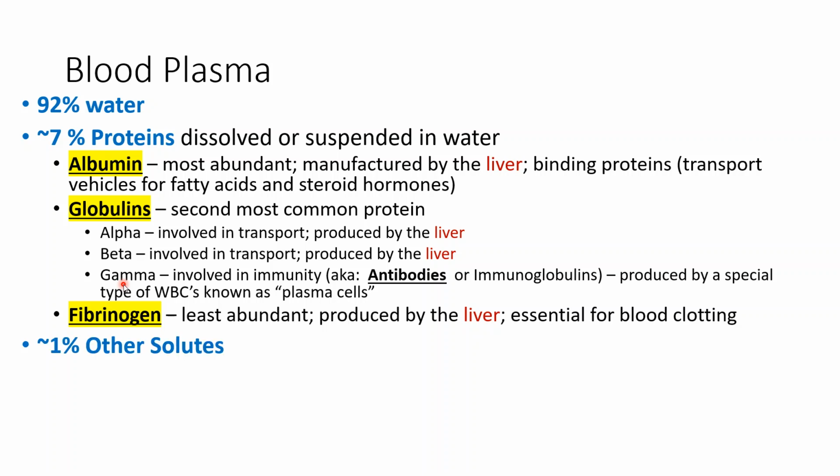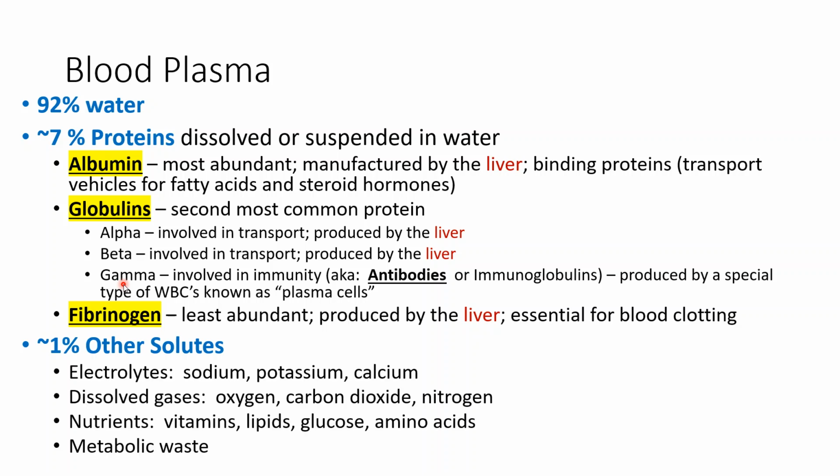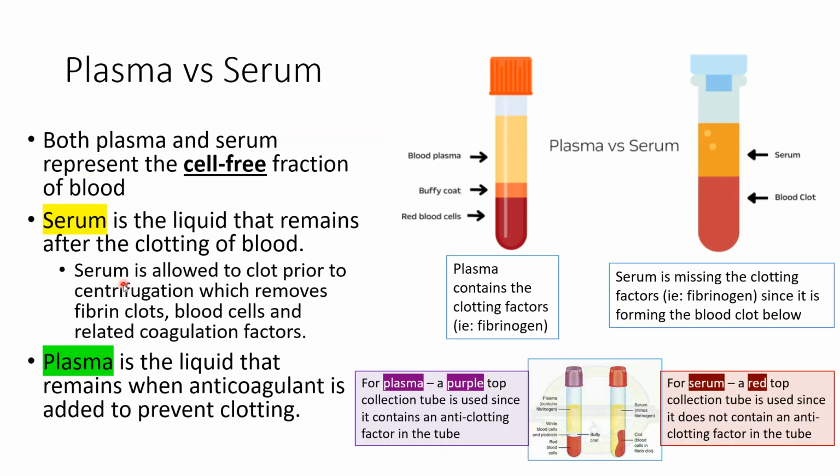Other solutes. Of course, there's other stuff present in blood plasma besides just water and proteins. You're going to have things like electrolytes. Remember, sodium ions, potassium ions, calcium ions. We talked about this in the nervous system, and they're found in blood plasma as well. Dissolved gases: oxygen, carbon dioxide, nitrogen; nutrients, vitamins, lipids, glucose, amino acids, carbohydrates. We could put that on there too. I mean, that would be sugar, right? That'd be glucose, and waste products. So understand the composition of blood plasma.